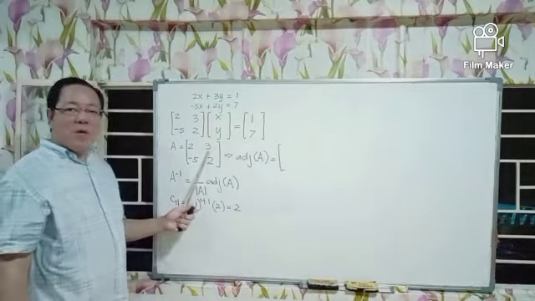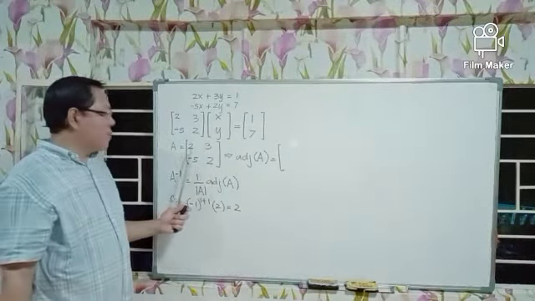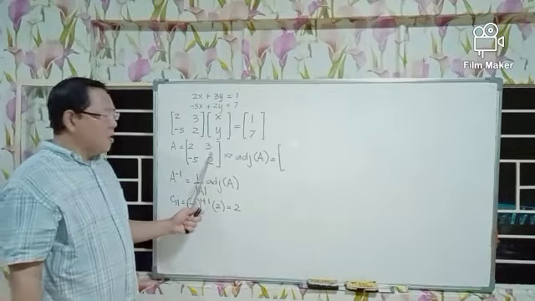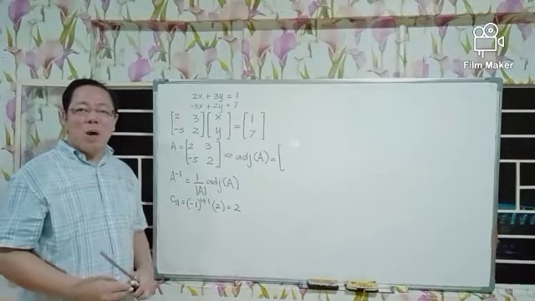We find the cofactor of 3. 3 is the element in the first row and second column. So the cofactor of 3 is denoted by C12.